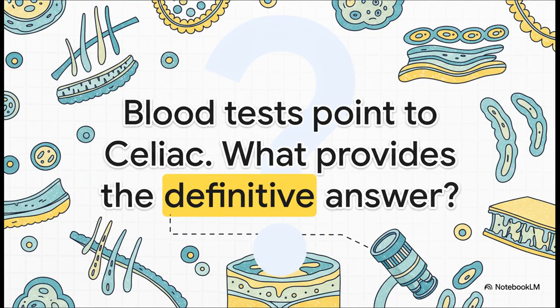So get this, your patient's got all the symptoms, the blood work is pointing right at celiac disease. But suspicion isn't a diagnosis. You need proof. So what's going to give you that final definitive answer? It's the duodenal biopsy. That little piece of tissue is our smoking gun, and today we're going to learn how to read every single clue it holds.